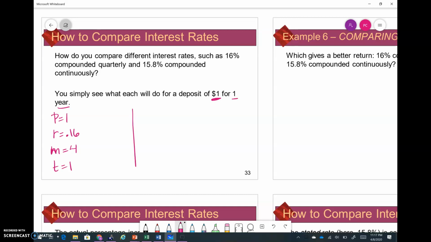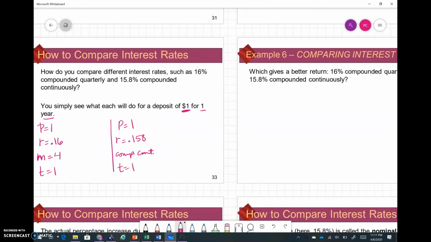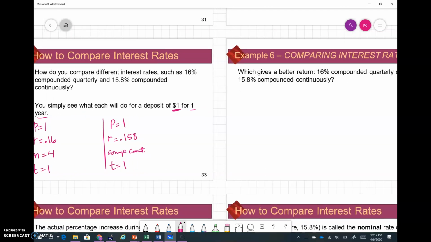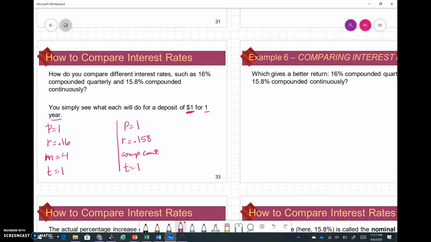Or for your second account, we would have, again, $1, interest rate of 0.158. We don't have an M value because we're compounded continuously. So we know we're going to use e. And again, your time frame is 1. So you need to figure out what's going to give you the better interest rate between those two accounts. All right, so I want you to pause the video and find which is going to give you that better interest rate given these two things.